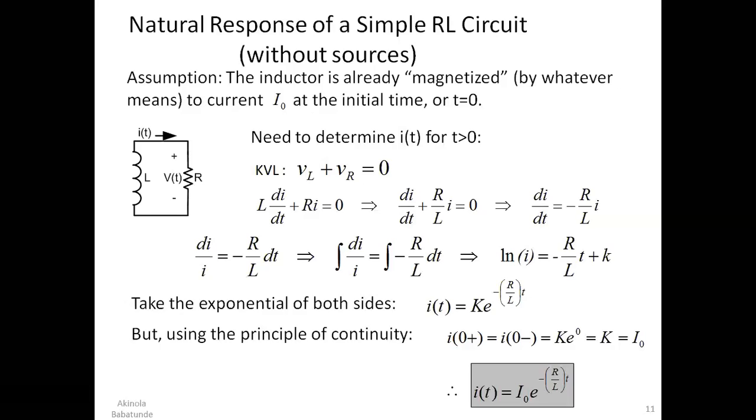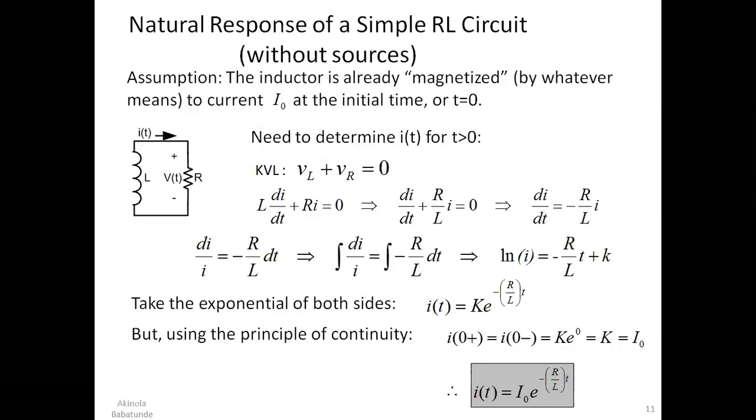Today we are going to be talking more on the natural response of a simple RL circuit. So you have a resistor and an inductor in the circuit together. The assumption we made in the case of the capacitor is that it is already charged to voltage V0 at the initial time t equals 0.